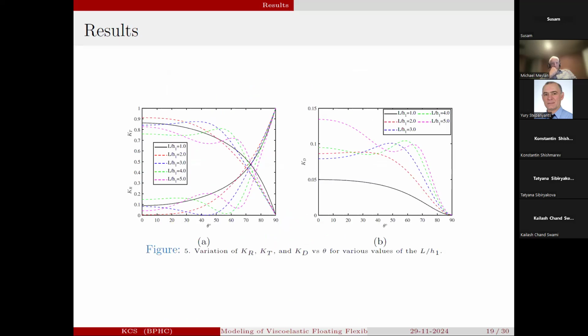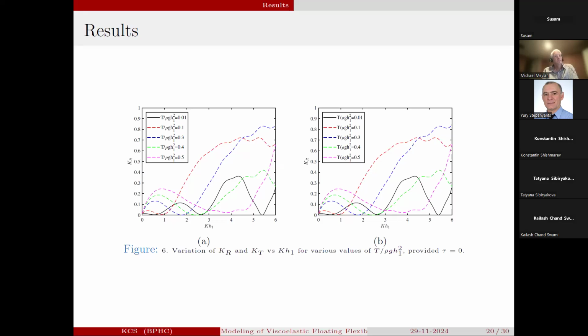Further, the results for these different membrane lengths were plotted for the reflection, transmission and dissipation with respect to the incident wave angle theta. Here you can see that initially, when the membrane length was less, the dissipation was less, and when it was increased, the dissipation also increased, because more waves were interacting with the membrane, so more dissipation occurs there.